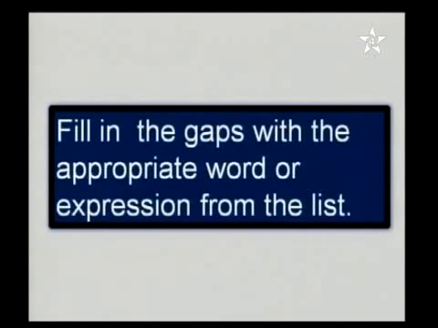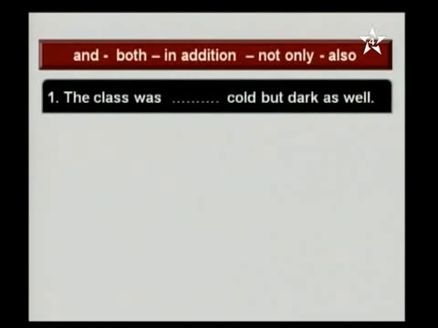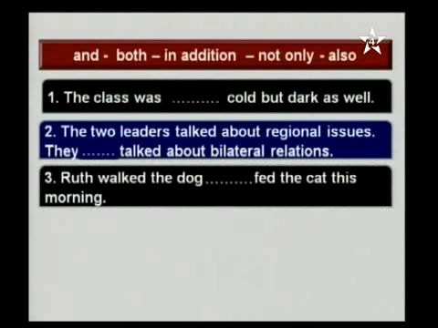Here's the second exercise. I'd like you to fill in the gaps with the appropriate word or expression from the list. And here is the list. And, both, in addition, not only, also. First sentence, the class was cold but dark as well. 2. The two leaders talked about regional issues. They talked about bilateral relations. 3. Ruth walked the dog, fed the cat this morning.